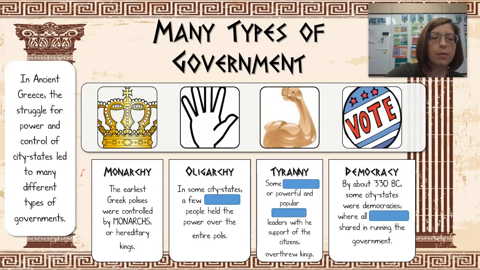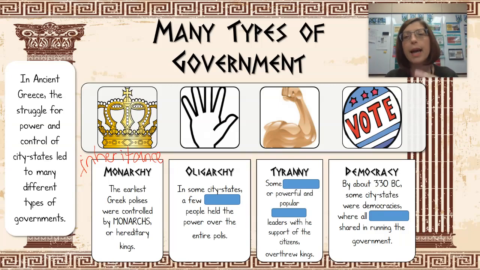So what I want you to write in here is this is through inheritance. When you think of inheritance, you need to think of that bloodline. This is where you have the grandfather who's king. When he dies, his son becomes king. When he dies, his son becomes king.